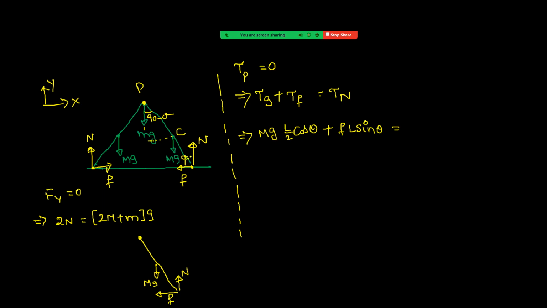That is equal to the normal reaction, N into, see this distance, how much? That distance is equal to L cos theta. So the main thing we have to focus on while taking the perpendicular distance, you should be very careful. Okay. Next, remember just calculation.